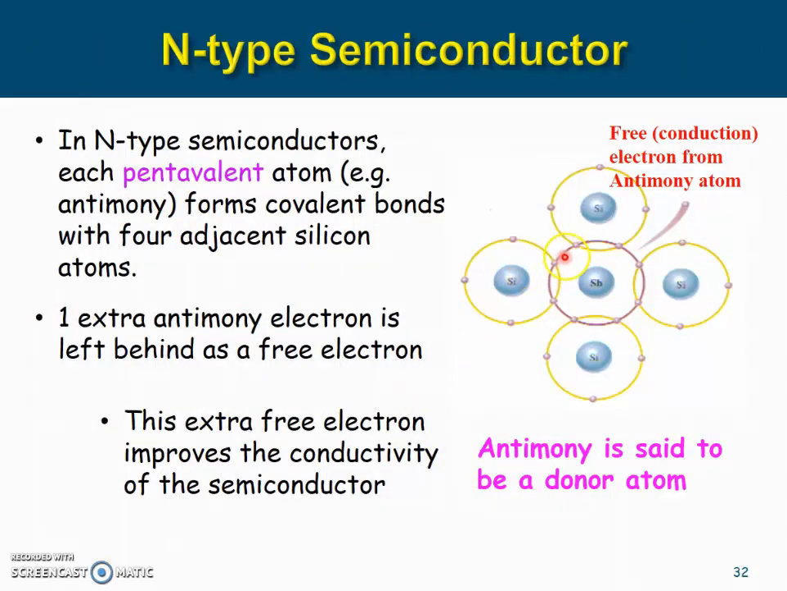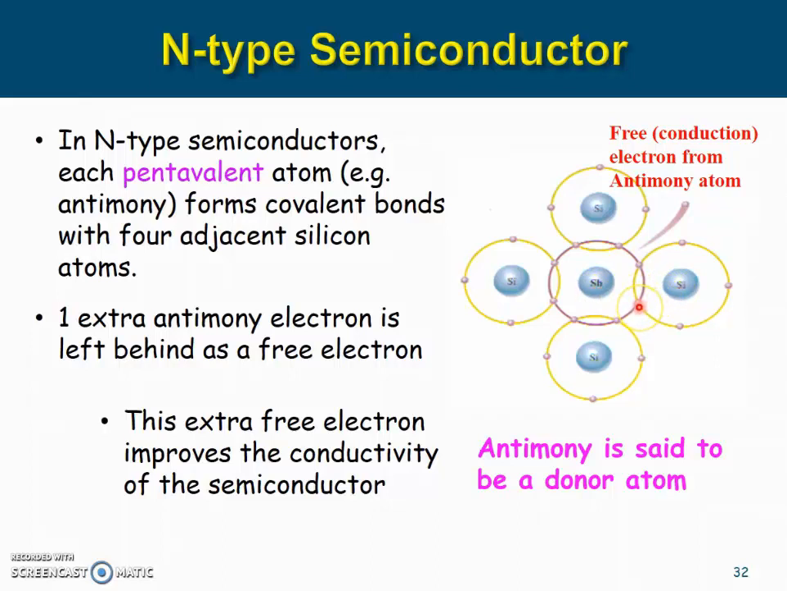This diagram shows a pentavalent atom, antimony, donating a free electron. How can this be done? Now, the antimony atom forms 4 covalent bonds with the surrounding silicon atoms. In each of the covalent bonds, one of the electrons originally comes from the silicon atom. The other electron comes from the antimony atom.